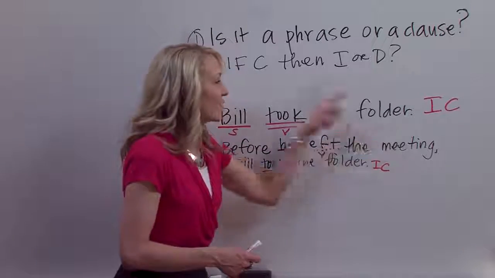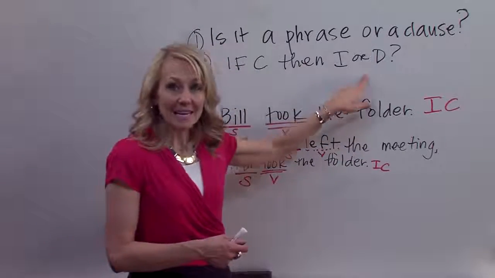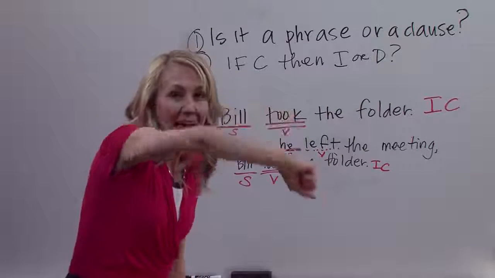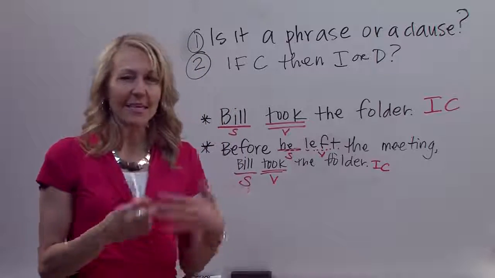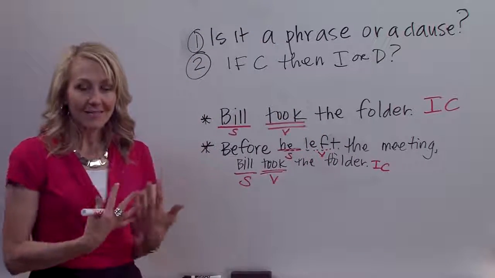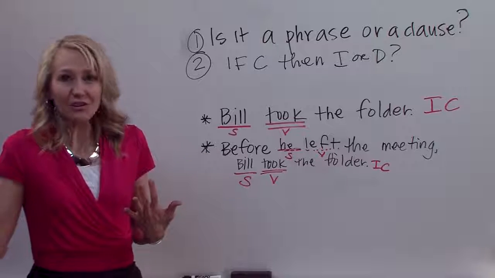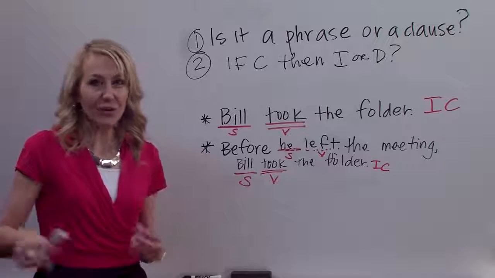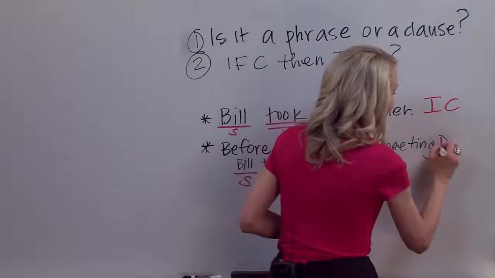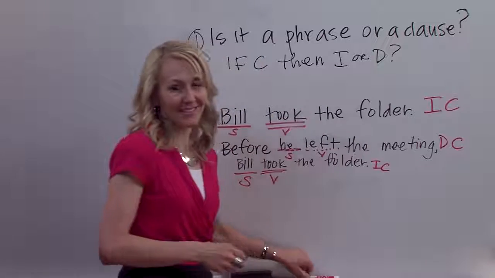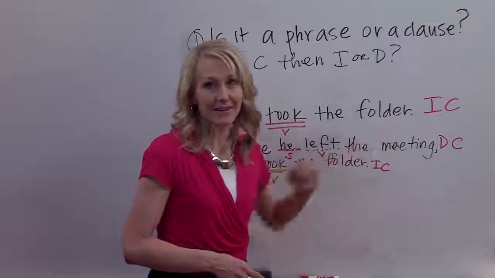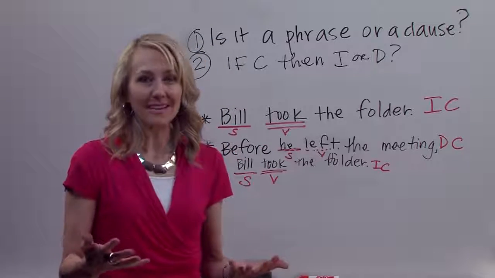So before he left the meeting, since it's a clause, is it independent or dependent? Well, can before he left the meeting do a little cheer? And no, he can't. It's not a standalone sentence. Before he left the meeting is dependent on additional information in order to stand alone. So I know that this introductory phrase is in fact a dependent clause. So this sentence has one independent clause and one dependent clause, which we know is a complex sentence.